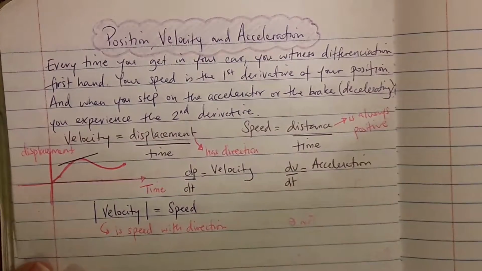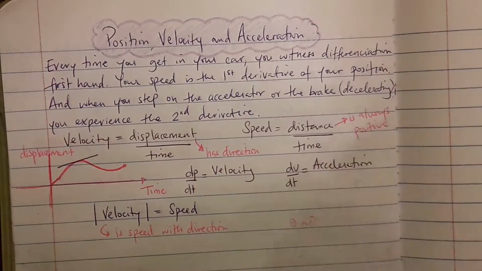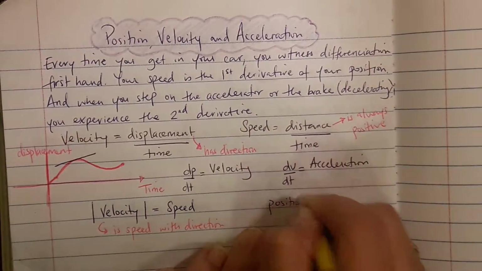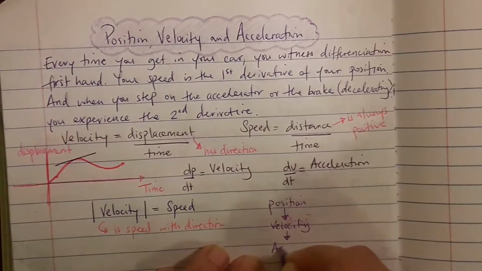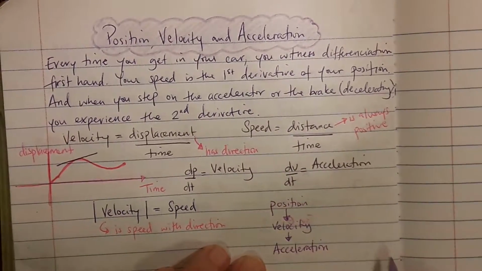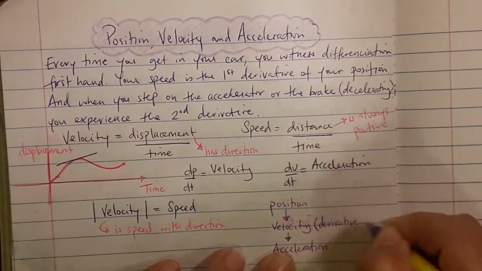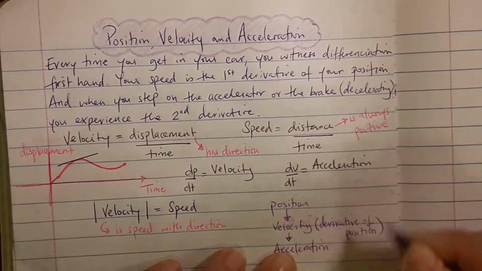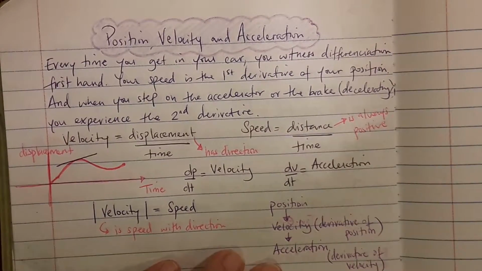So again, velocity is speed with direction. I can't say this enough. Velocity is speed with direction, meaning velocity could be negative, but speed could never be negative. So the way it goes, basically, if you take the derivative of the position function, you get the velocity. If you take the derivative of the velocity, you get the acceleration. Put a star on the left of position, velocity, and the word acceleration.